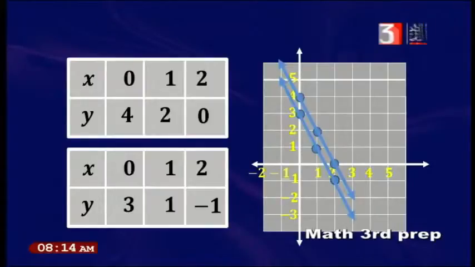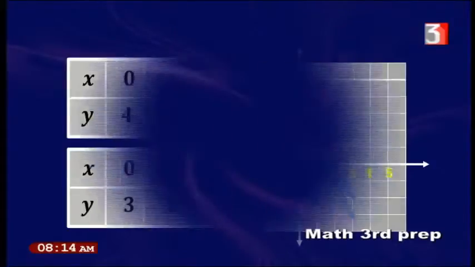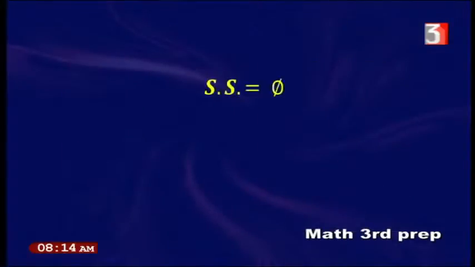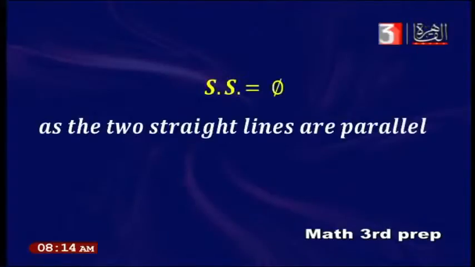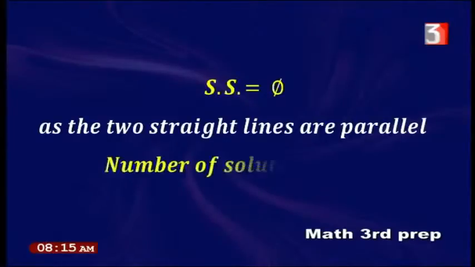You are going to notice that these two straight lines are parallel. So there is no intersection point between them. And in this case, we can say that there is no solution as there is no common point. And here we can say that the solution set is going to be phi. And the two straight lines are parallel. So how many solutions? The number of solutions will be 0.